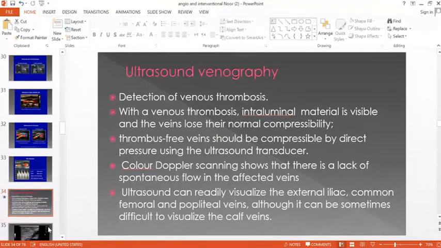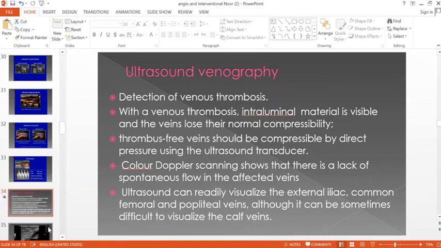What about ultrasound venography? It is very useful in detection of venous thrombosis, DVT. With venous thrombosis, what we will see is an intraluminal material visible within the veins in grayscale image. Also, when we compress, the veins will lose their normal compressibility, because normally when we compress, the veins will be totally compressible. Thrombus-free veins should be compressible by direct pressure.